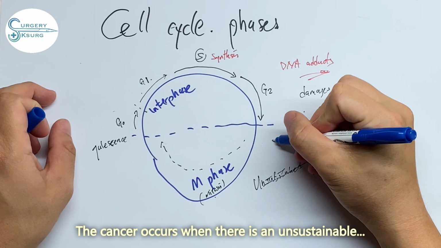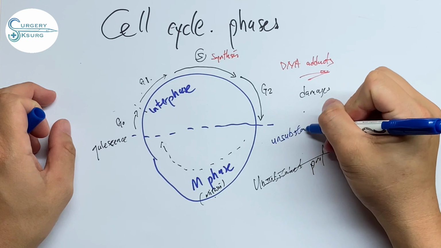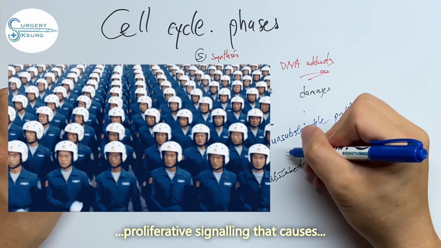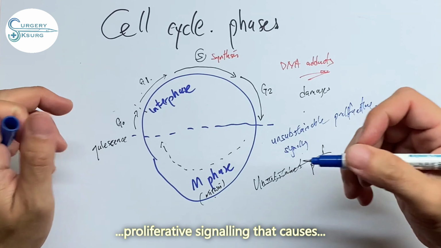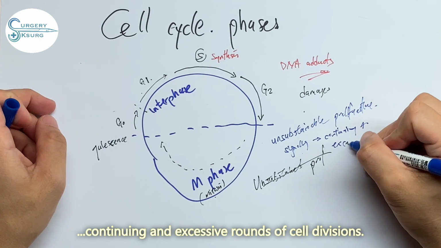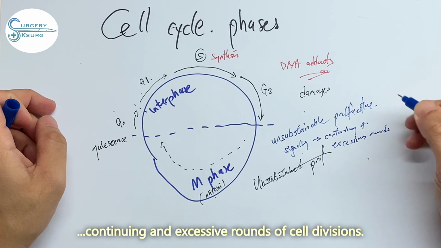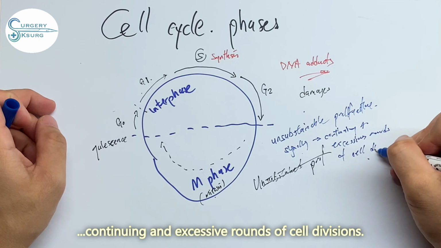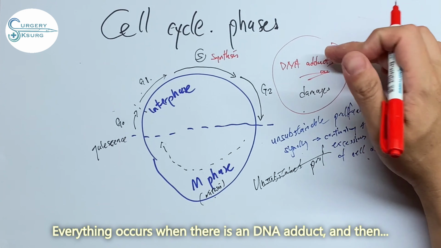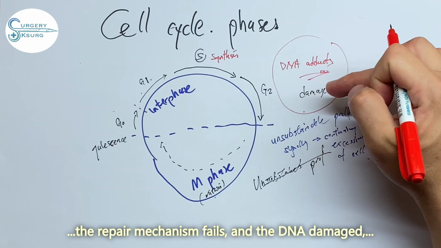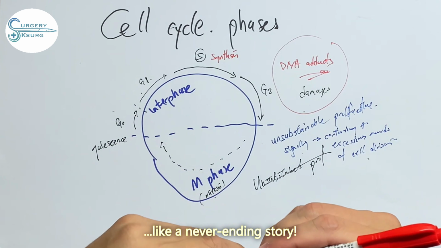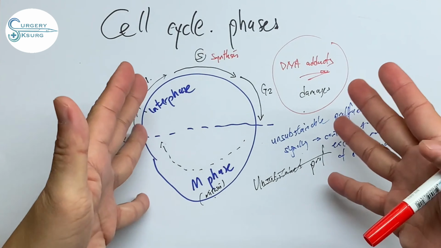The cancer occurs when there is unsustainable proliferative signaling that causes continuing and excessive rounds of cell division. Everything occurs when there is a DNA adduct and then the repair mechanism fails and the DNA damage causes the cell to divide and divide and divide like a never-ending story. So this is the case of the cancer.